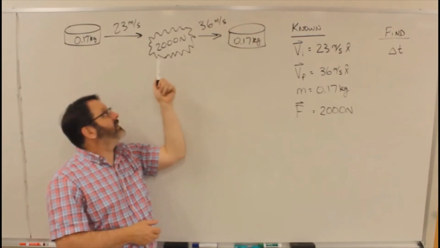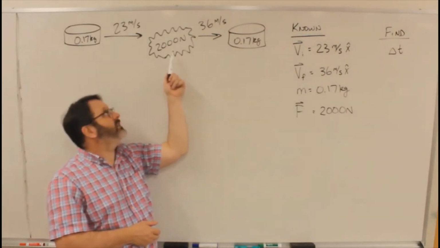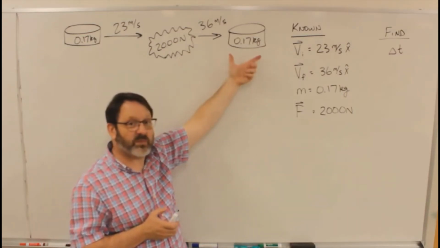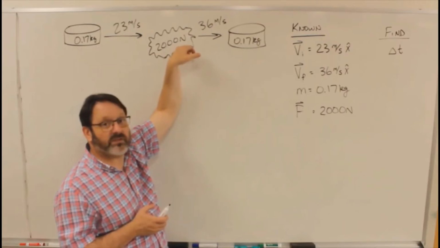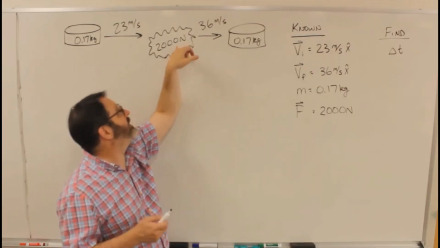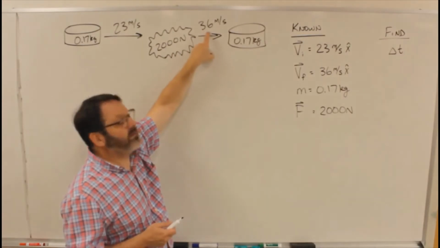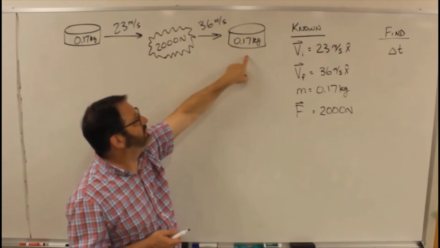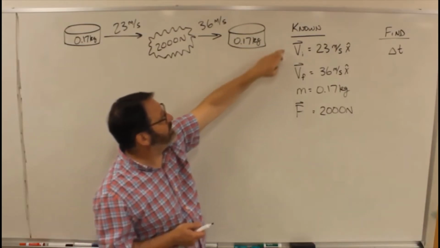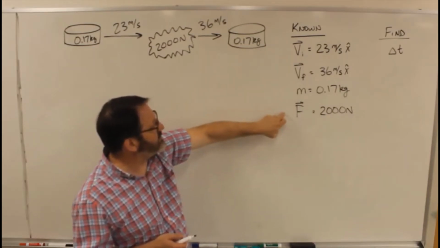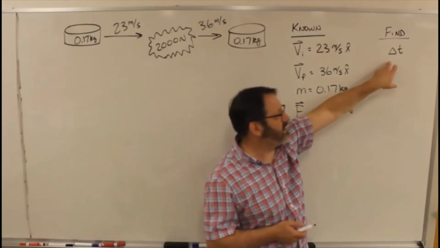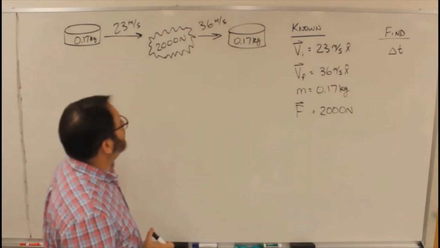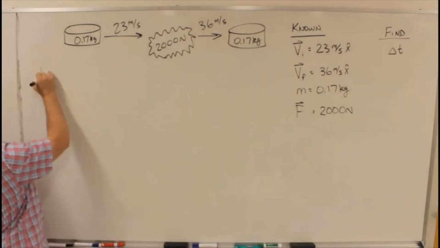And in that collision, the hockey stick applies 2,000 newtons. So if our system is just the puck, this is the external force of the hockey stick acting on that puck, 2,000 newtons, which makes it now go 36 meters per second. Mass stays the same. So we know the initial velocity, final velocity, the mass, and the force. The question is asking how much time the stick is in contact with the puck. So first we'll try it with kinematics.